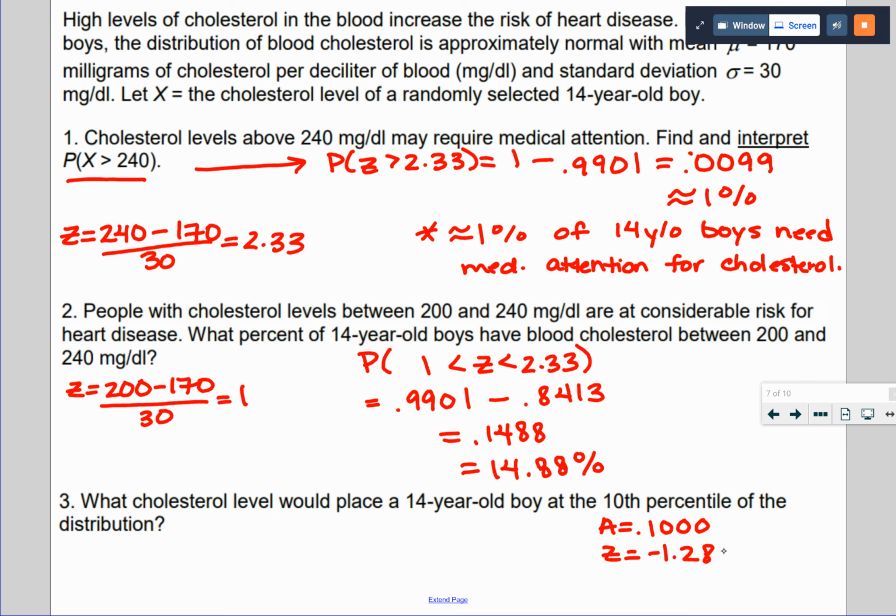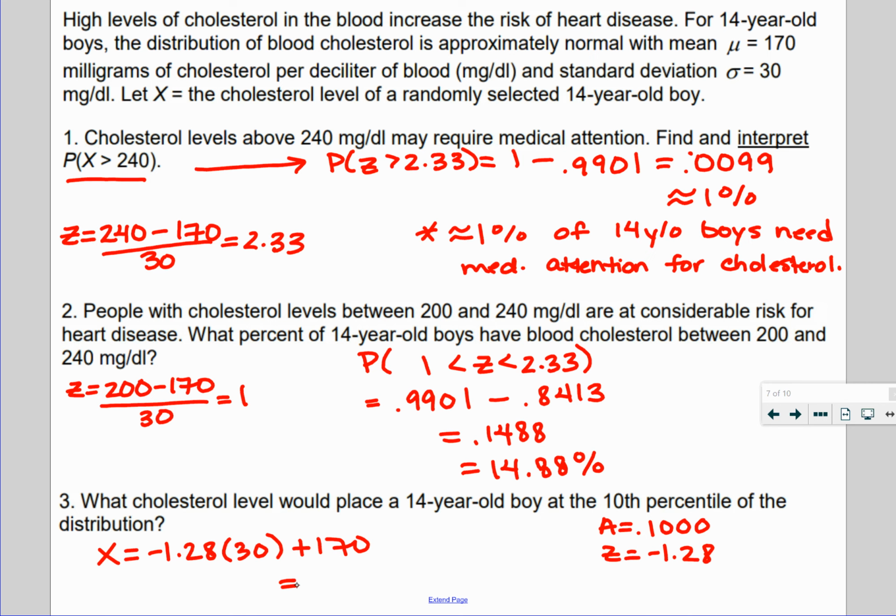And then we convert that into an x value. So negative 1.28 times my standard deviation 30 plus my mean 170. Negative 1.28 times 30 plus 170 gives me 131.6. This is a cholesterol level, and they're labeling it milligrams per deciliter. So that kind of puts both topics all in one problem. I like that one. Questions on any of those?